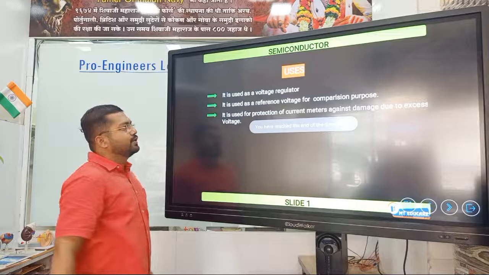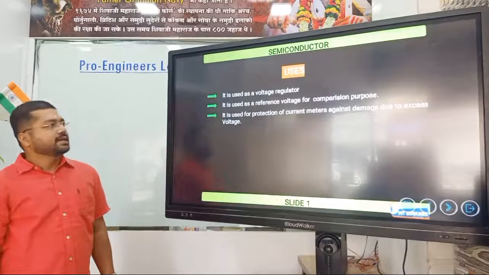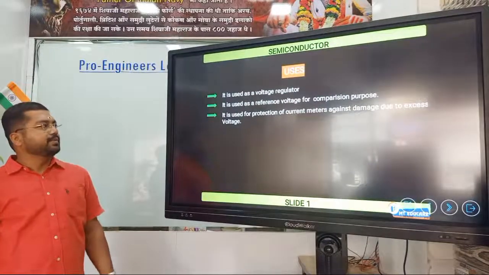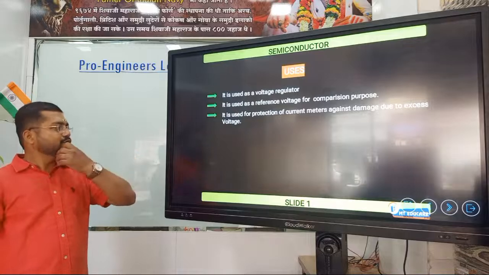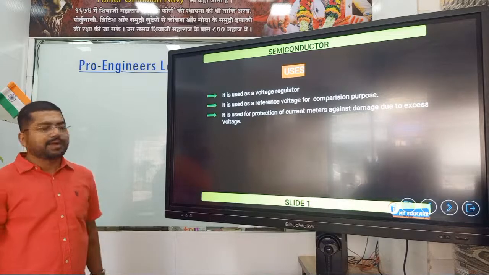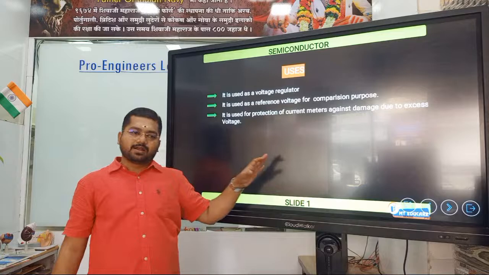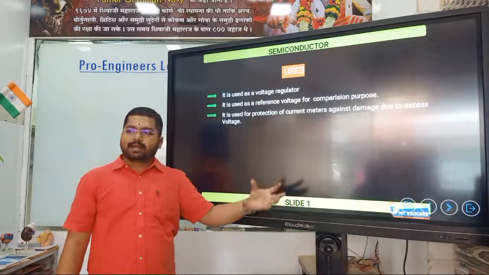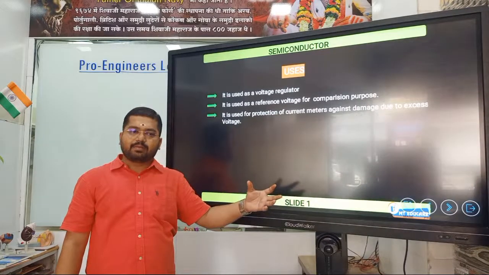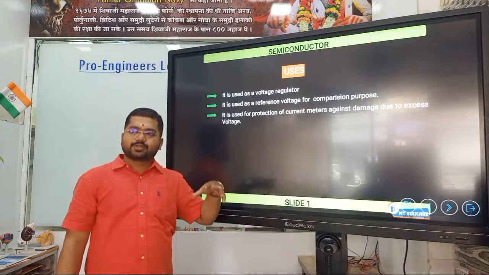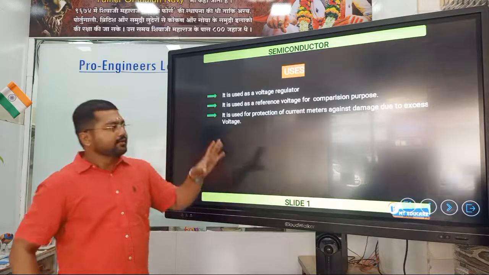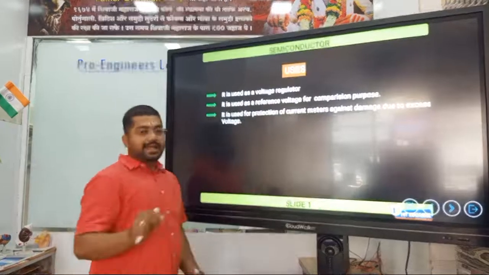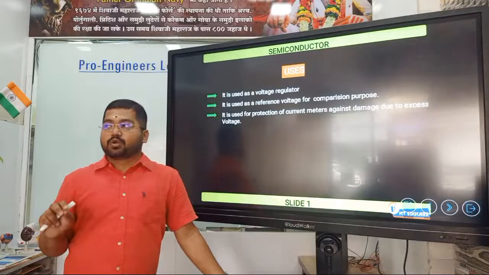It is used as voltage regulator. It is used as reference voltage for comparison purpose. It is used for the protection of current meters against damage due to excess meters. तो यहाँ पर सिर्फ current meter का है, but all electronic devices can be prevented from getting damaged because of fluctuation in the current. We can use Zener. So here ends the part number 2 theory part.